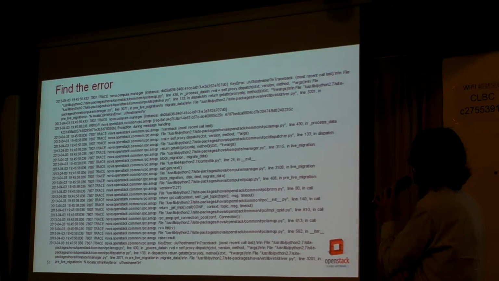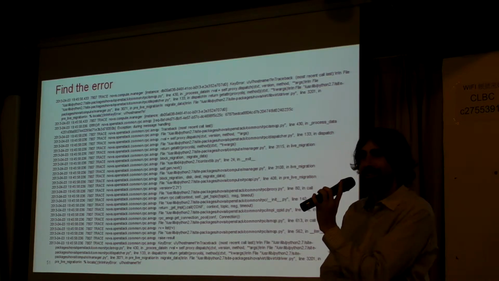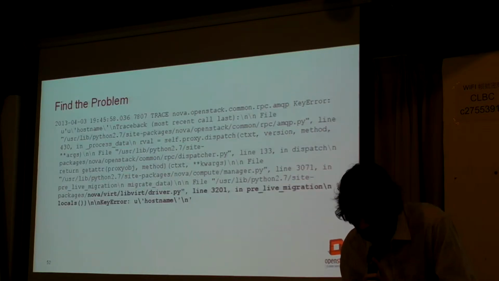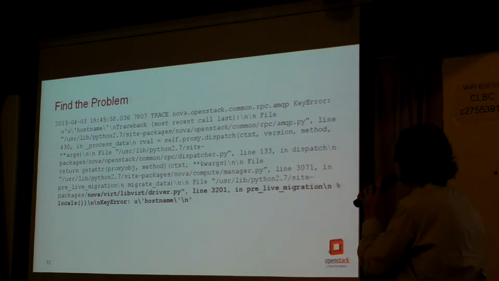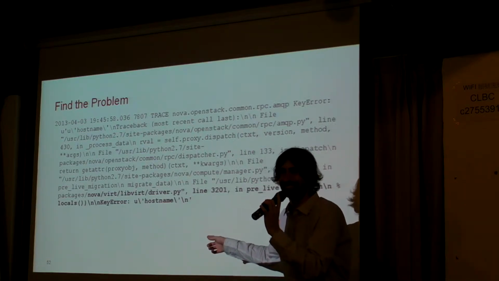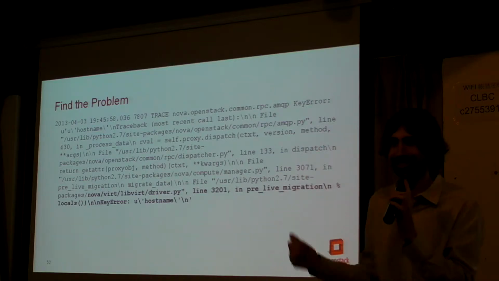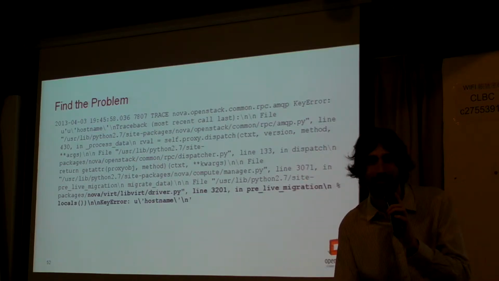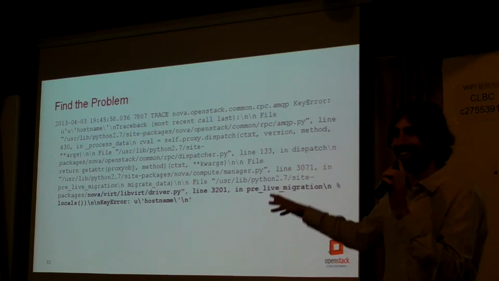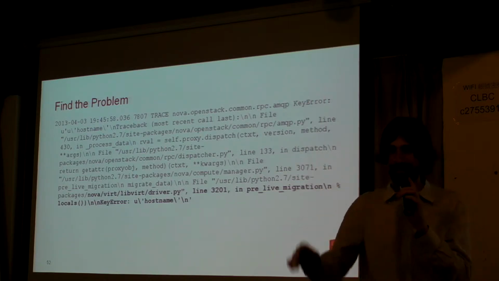Then we find the error. Does anyone see what the error is here? This should make it easier. Has anyone seen a key error like this before? Only like every day, right? This is pretty easy to fix, yeah? See, OpenStack is just normal Python code. It's not scary. You can fix this, right? Who can fix this? Probably everyone.